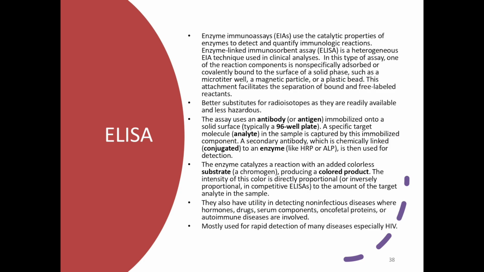The assay uses an antibody or antigen immobilized onto a solid surface. A secondary antibody conjugated to an enzyme, such as HRP or alkaline phosphatase, is used for detection. The enzyme reacts with a colorless substrate to produce a colored product, and the intensity of the color is directly proportional to the amount of the target analyte in the sample.